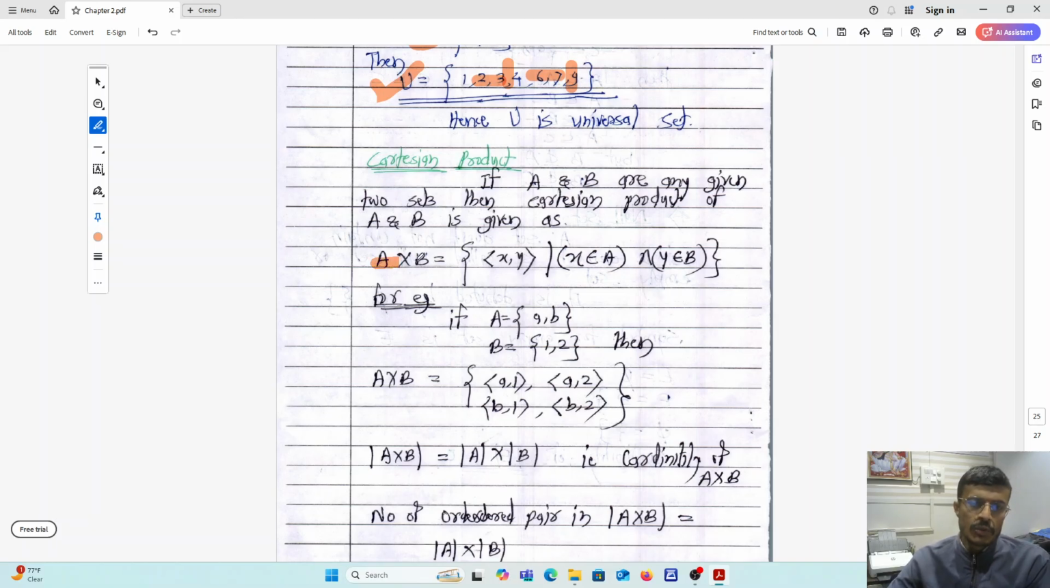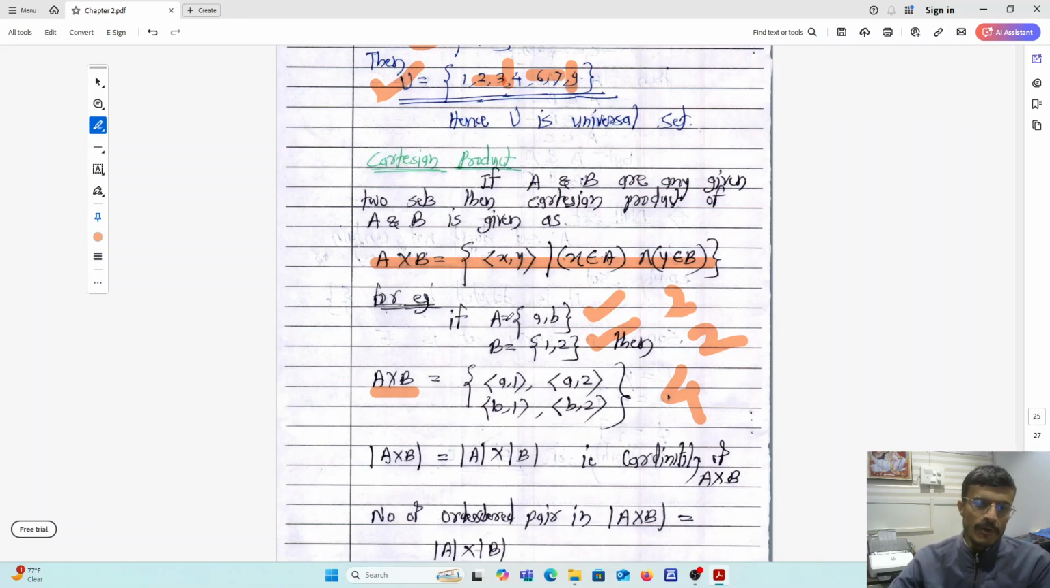A cross B is equal to the ordered pairs (X, Y), where X belongs to A and Y belongs to B. For example, if A is equal to {a, b} and B is equal to {1, 2}, then A cross B will definitely give us 4 ordered pairs, because the first set contains 2 elements and the second one is also containing 2 elements. So 2 cross 2 is equal to 4 ordered pairs.